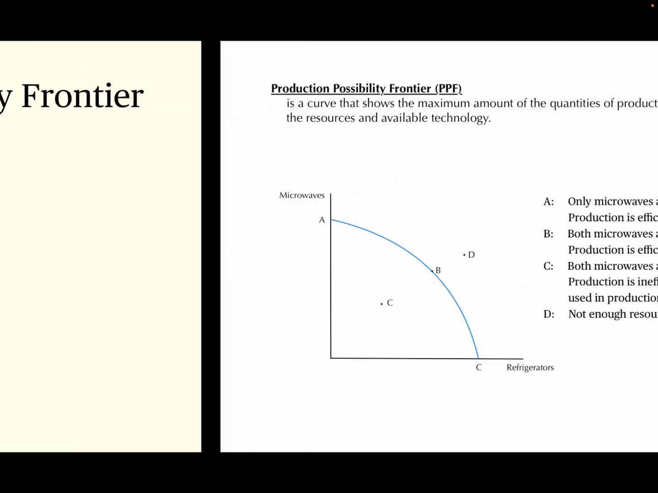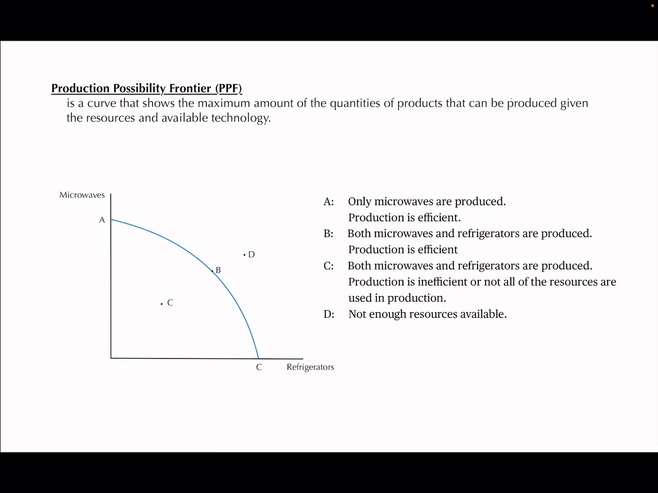Today, we are going to learn about the production possibility frontier. First, let's define what exactly the production possibility frontier, or PPF, is. The PPF is a curve that shows the maximum quantities of products that can be produced given the resources and available technology.